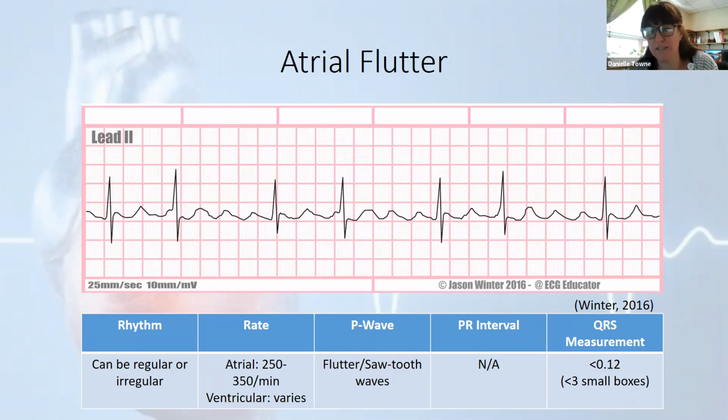So atrial flutter can be challenging to diagnose if the ventricular rate is fast because those classic sawtooth P waves start to disappear. If we look at our bottom piece here, we can see the rhythm can be regular or irregular. The ventricular rate is going to vary. We see flutter sawtooth P waves and not regular P waves. So because we don't have a normal P wave to be able to measure, we can't do a PR interval, but our QRS complex is still nice and narrow.